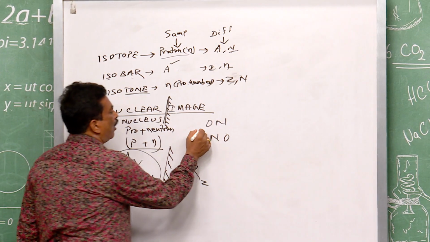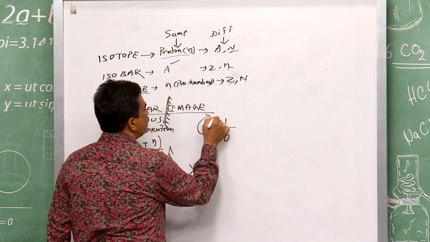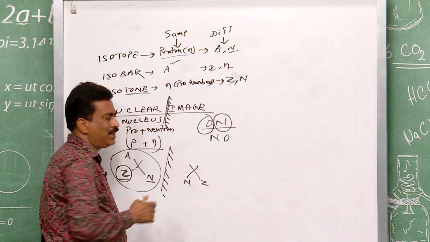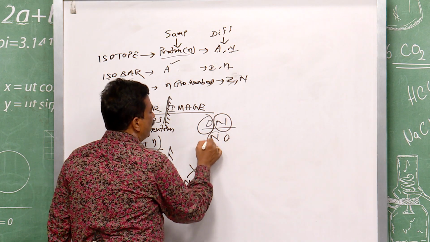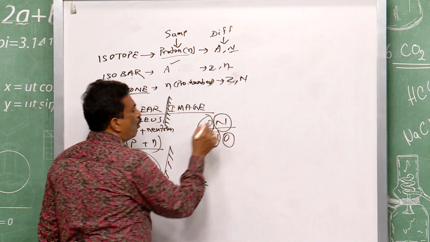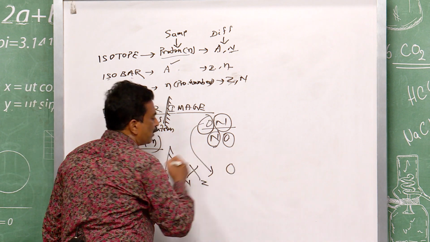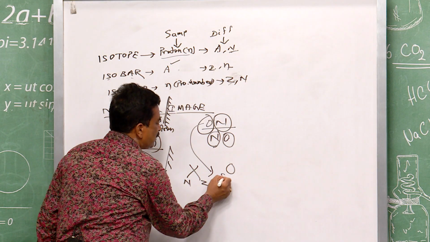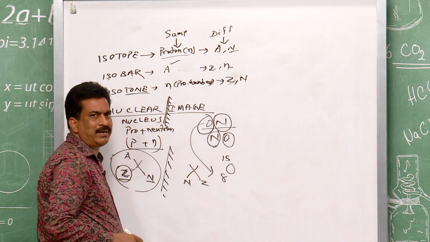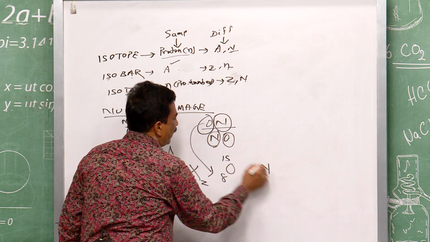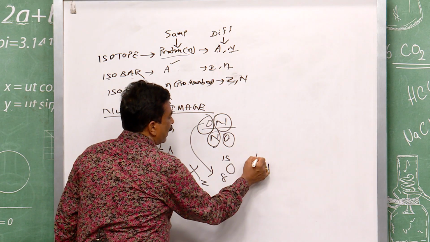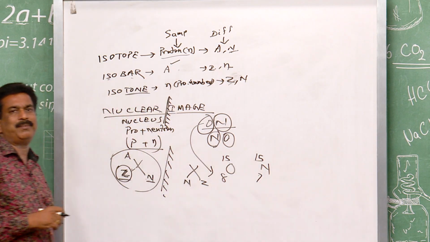If it is ON, O means oxygen, N means nitrogen. If you remember it by NO, then N is nitrogen, O is oxygen. And for the oxygen, that is O, and this is 8, this is 15. Another one is N, means nitrogen, that is 7 with 15.